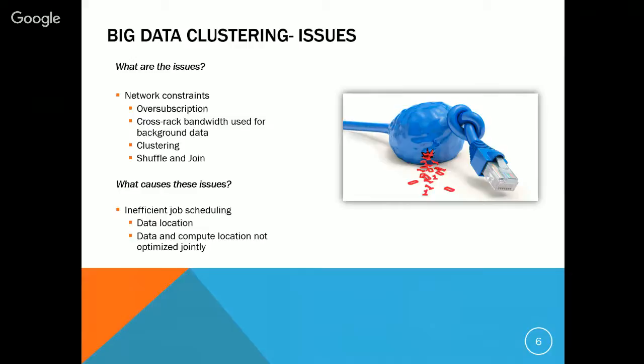So what causes these issues in big data clustering? We have inefficient job scheduling, which is composed of data location, which is spread across racks in the cluster to avoid network contention. Another one is the data and compute location. They're not optimized jointly. What does this mean? This means that we have an improper placement of data and tasks, which cause network flows to use congested network lines.